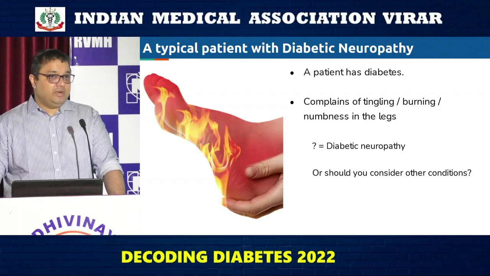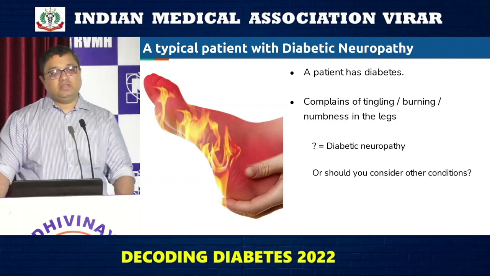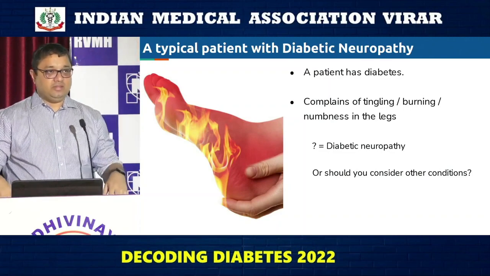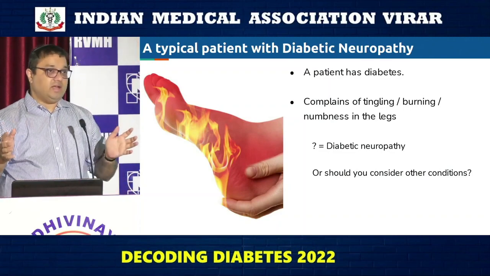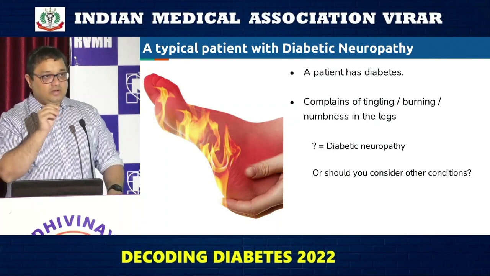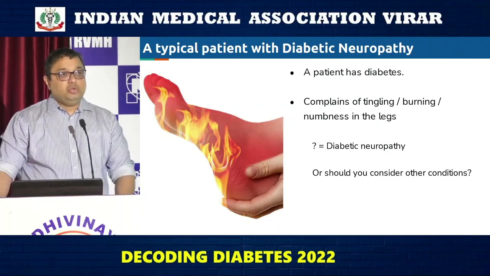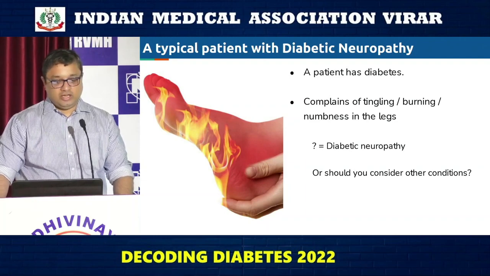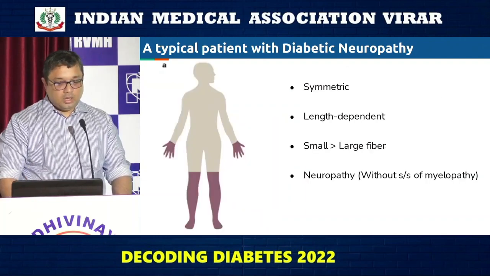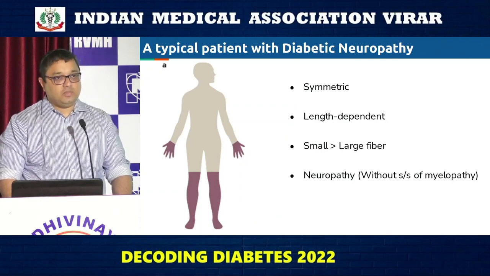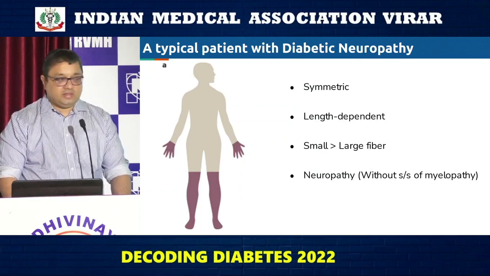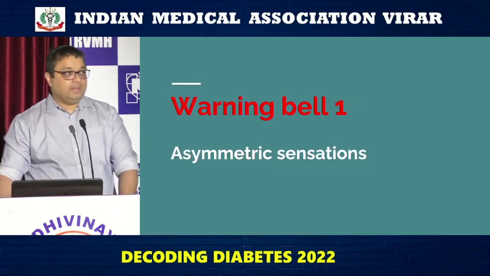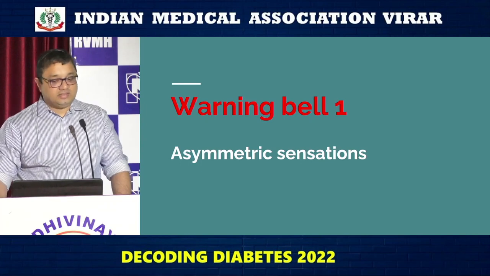So what is the pattern of diabetic neuropathy? The pattern of diabetic neuropathy is symmetric, equal on both sides. Length dependent, so more in the legs than in the hands. Small fiber, and we'll talk about small versus large fiber. Neuropathy, so diabetes does not usually cause a myelopathy as such, and you need to be sure that you're not dealing with a myelopathy. So symmetric, length dependent, small more than large fiber neuropathy. Let's talk about the first kind of warning bell in that sequence, asymmetric sensations.